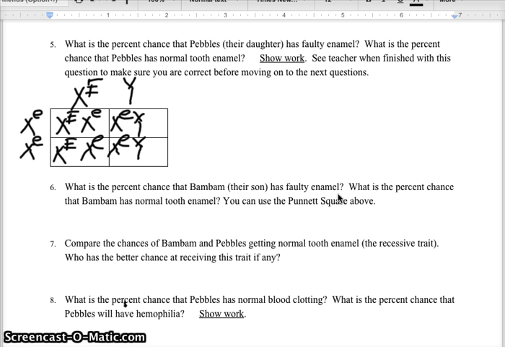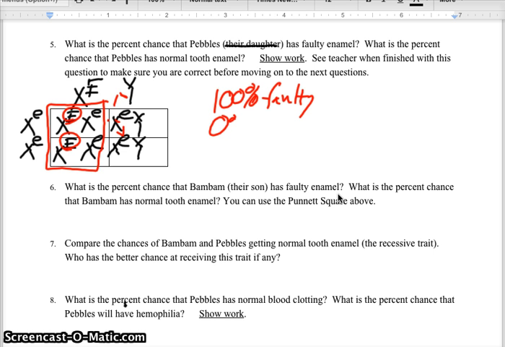Now, what is the percent chance that Pebbles, their daughter, has faulty enamel? What we need to do is just look at the daughter. The daughters are just these two right here. You can actually physically cover up the boys and just look at the girls. If you look there, faulty enamel is dominant, and she has two big E's. So Pebbles has a 100% chance of getting faulty and a 0% chance of getting normal.